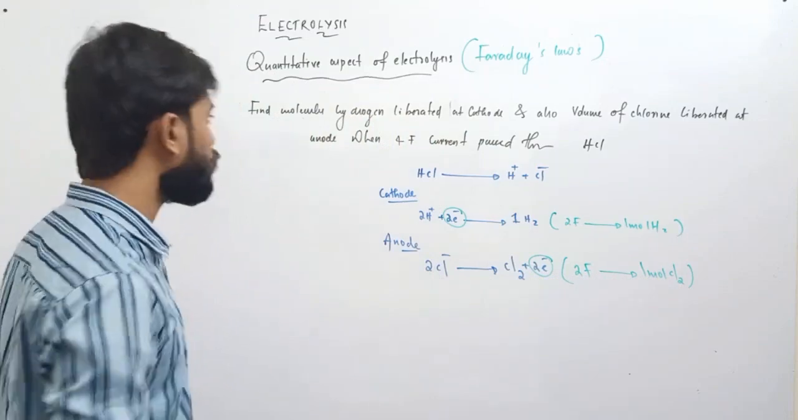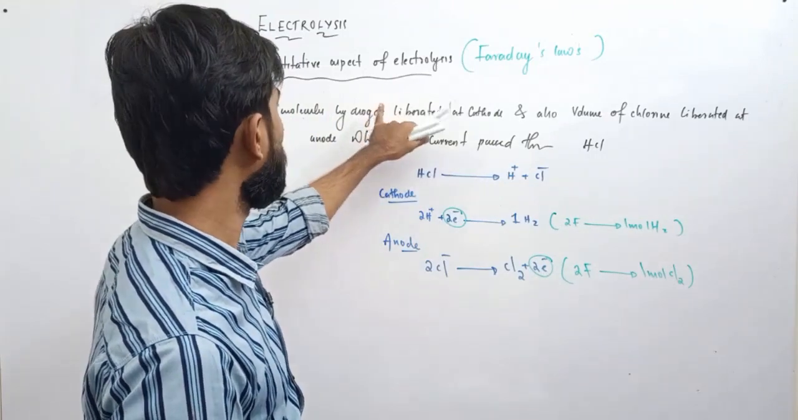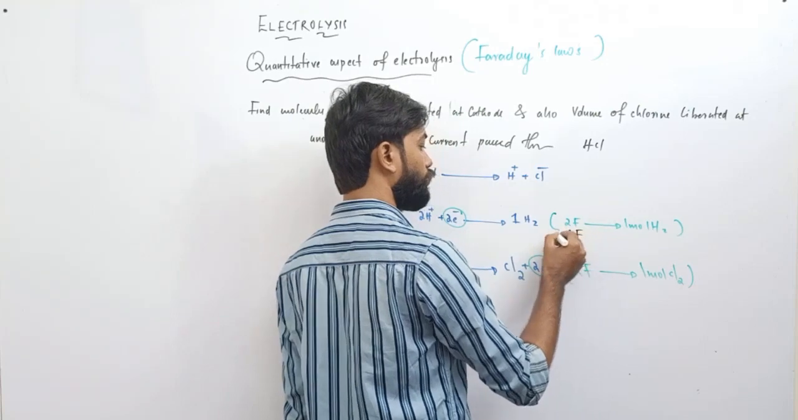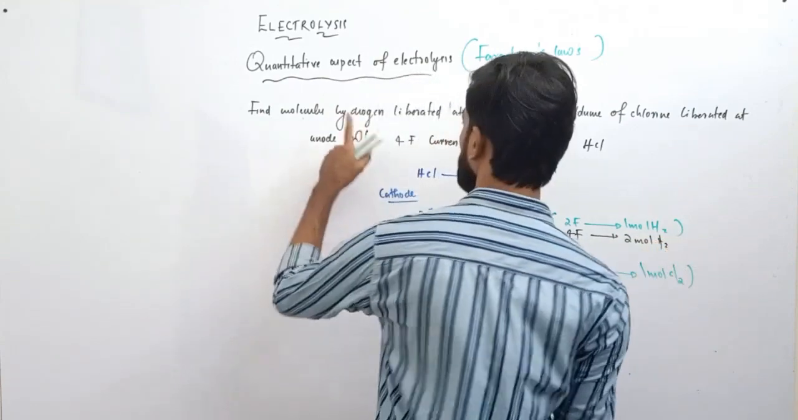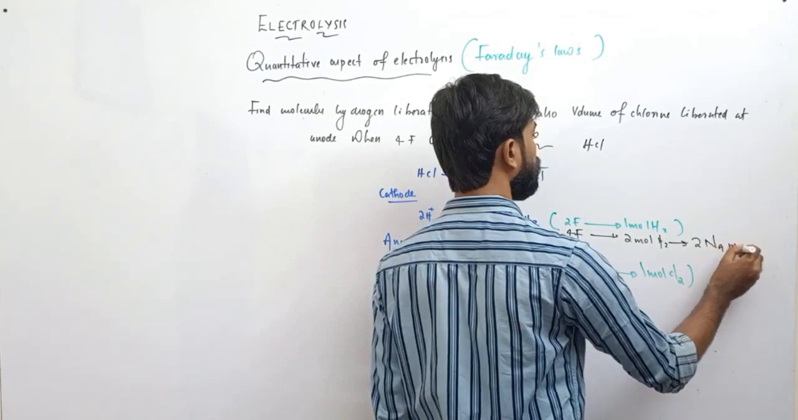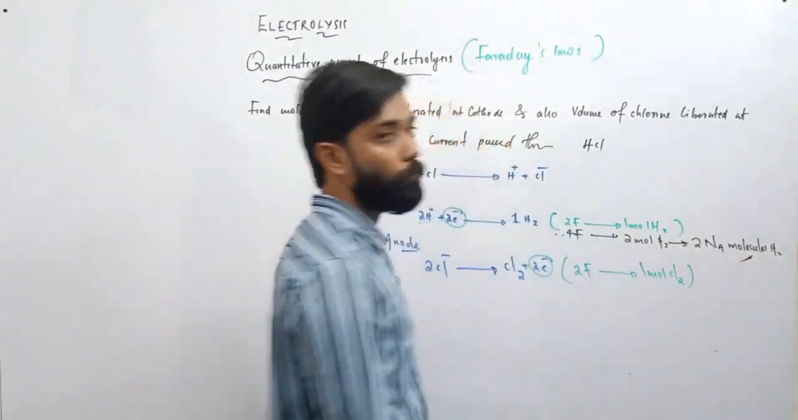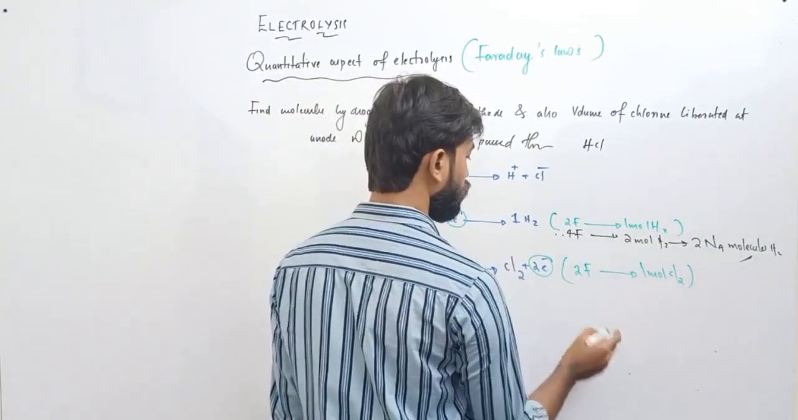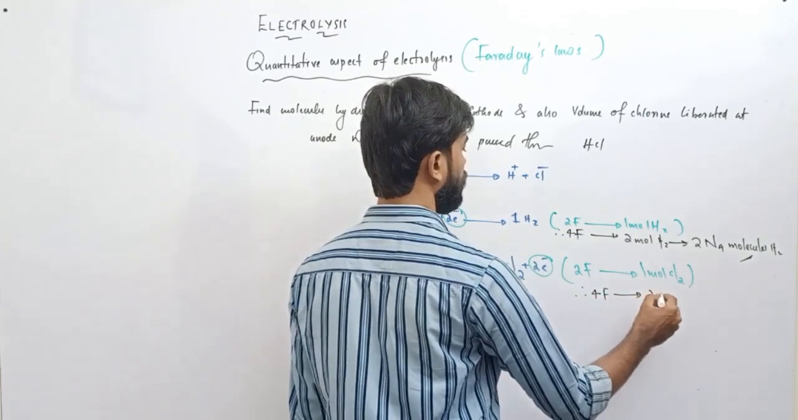So the answer is over. What are you asked to find? 4 farad passed. Find the molecules of hydrogen liberated at cathode. If 2 farad, 1 mole, therefore for 4 farad, 2 mole hydrogen. But you are asked to find the molecules of hydrogen. 2 mole hydrogen means 2 into Avogadro number molecules of hydrogen. Okay. Here 2 farad supplied, 1 mole chlorine liberated, but we supplied what? 4 farad. So 4 farad means 2 mole chlorine liberated.